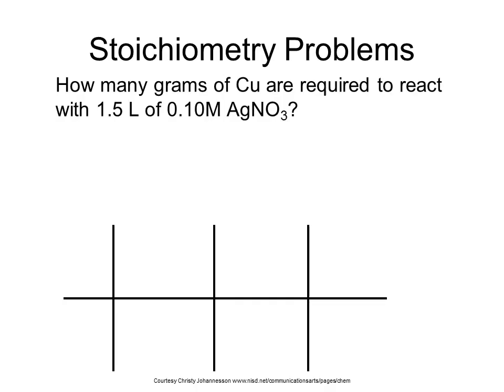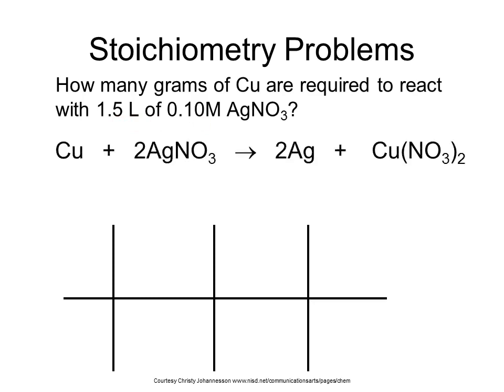So in the first question, and we'll just look at some simple ones here, how many grams of copper are required to react with 1.5 liters of 0.1 molar silver nitrate? So we'll start with a balanced chemical equation. So it says here how many grams of copper are required to react with the silver nitrate. So I got copper plus silver nitrate.